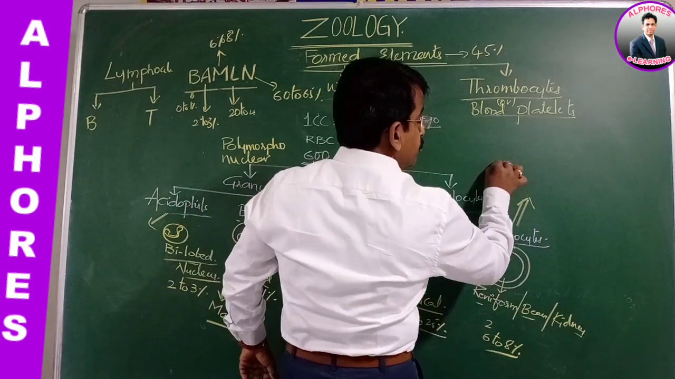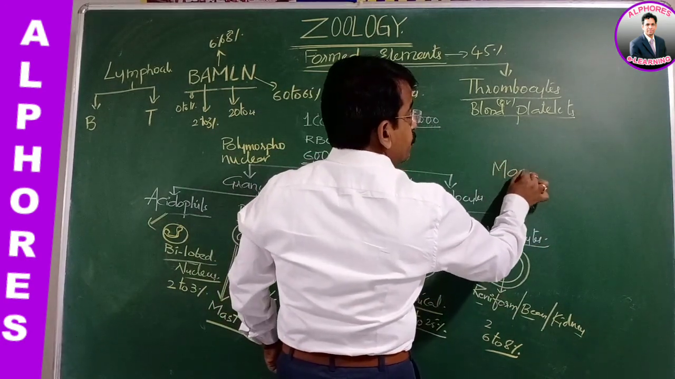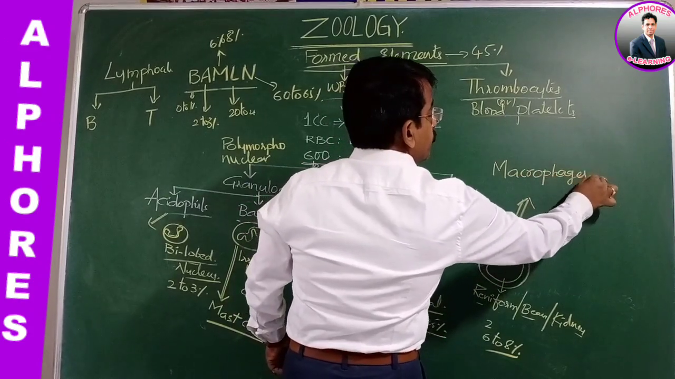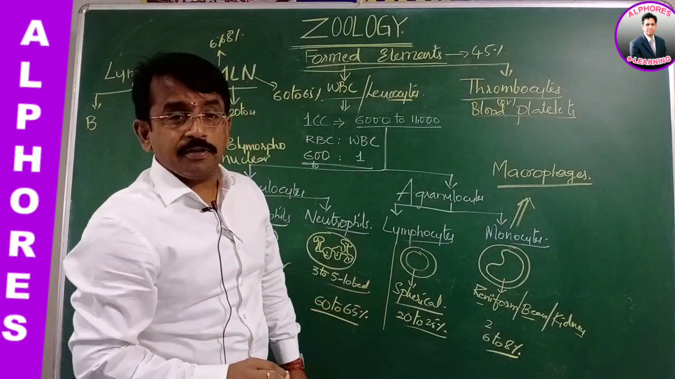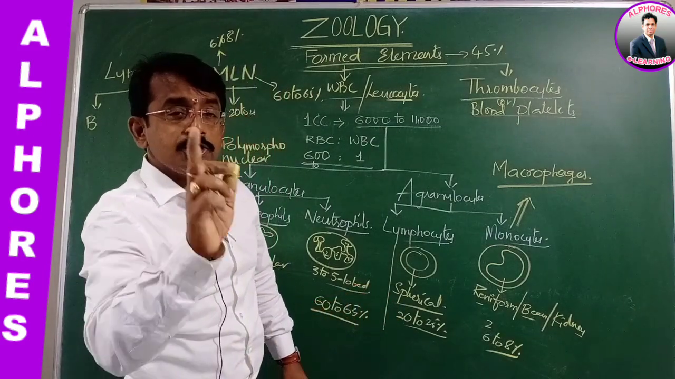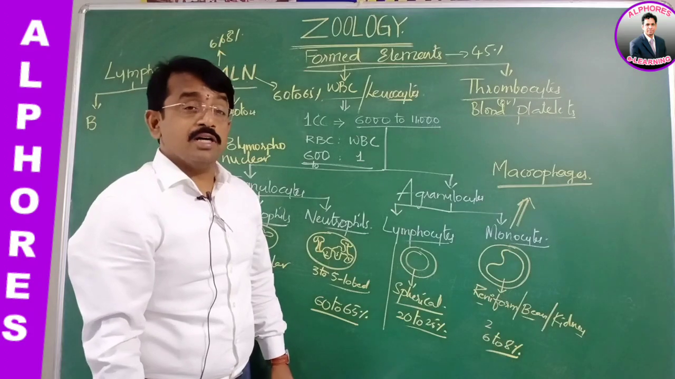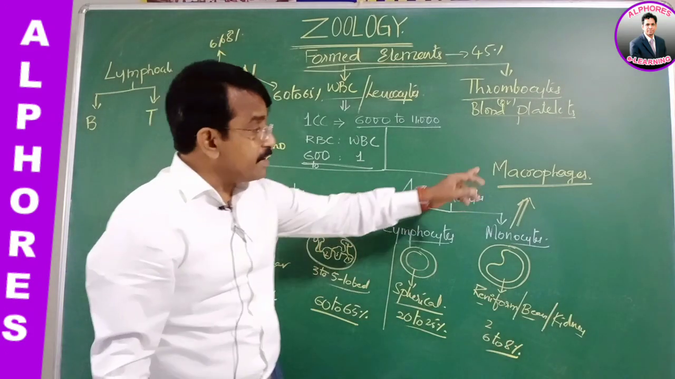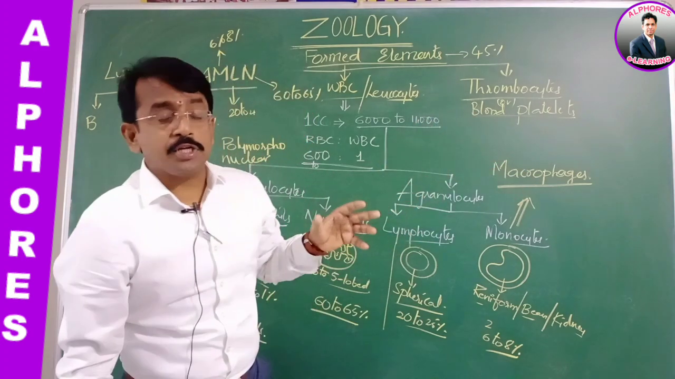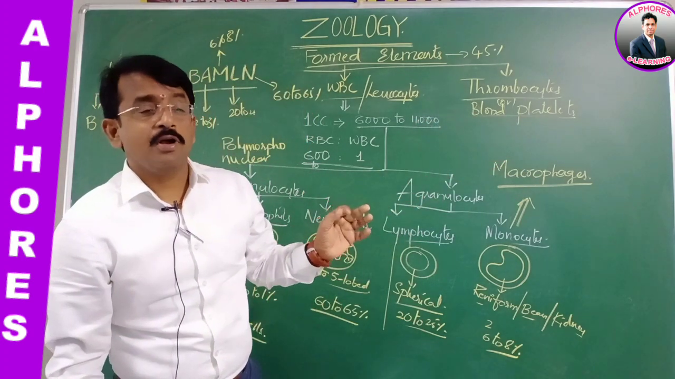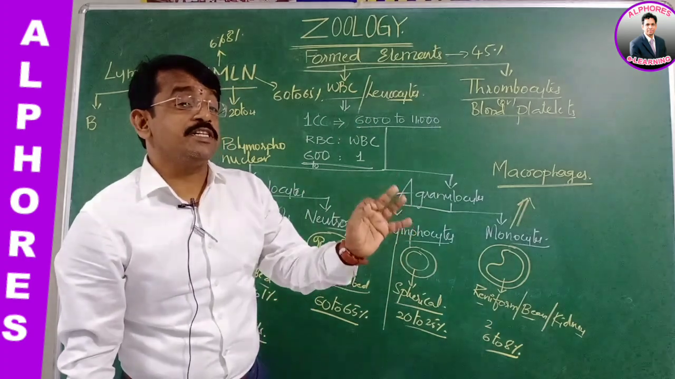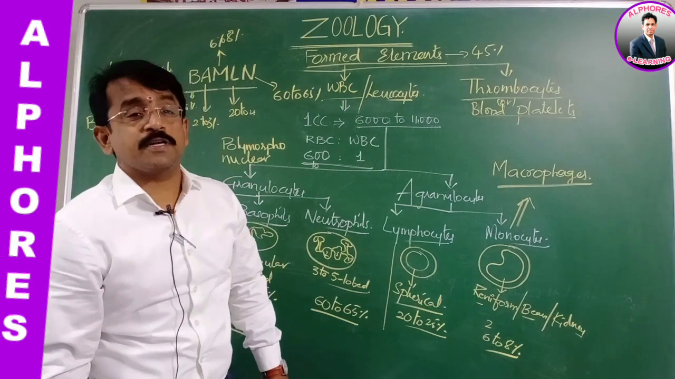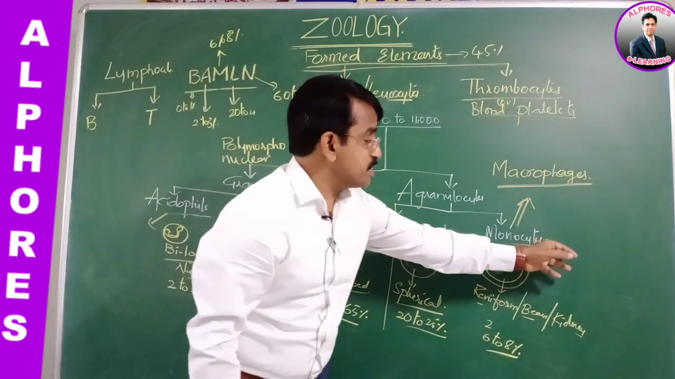Earlier we have discussed macrophages. These macrophages are osteoclasts in bone, synovial cells in joints, Kupffer cells in the liver, wandering macrophages in connective tissue, and fixed histiocytes in tissue. They are all phagocytic in nature. This is how we see the monocytes.